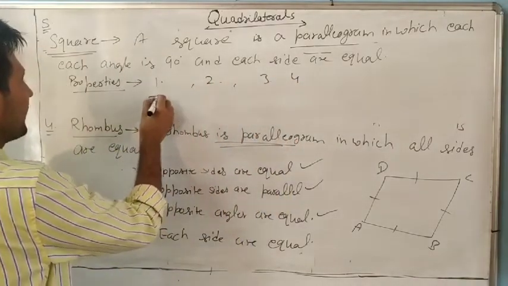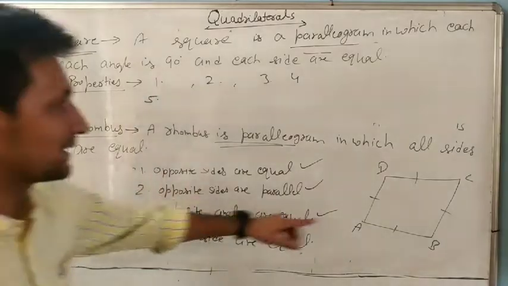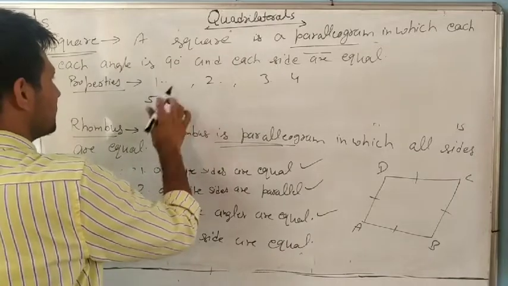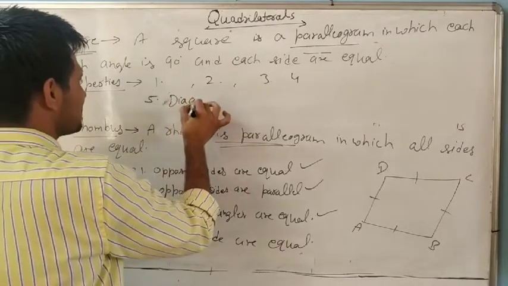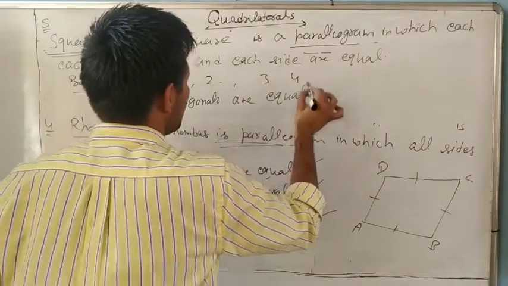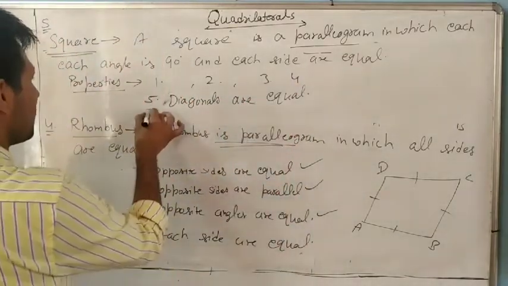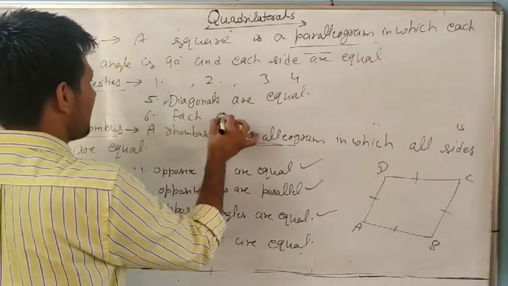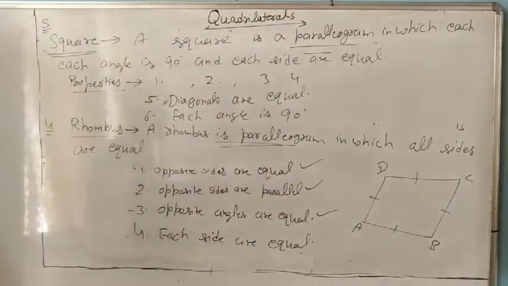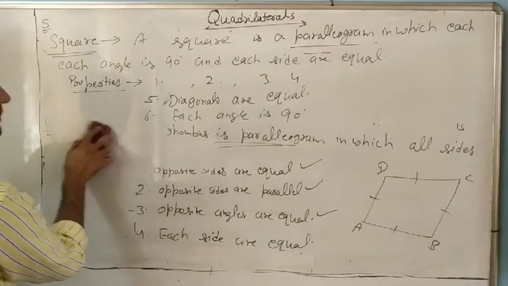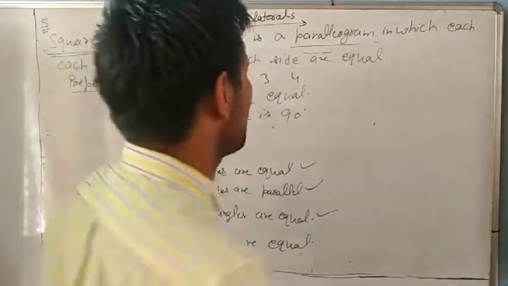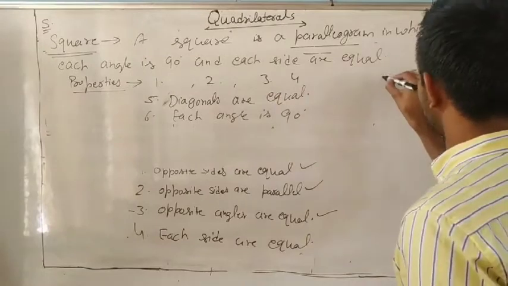Next is the fifth property. In a rhombus the diagonals are not equal, but in a square the diagonals are equal. And one more, each angle is 90 degrees. So it means every square is also a parallelogram.